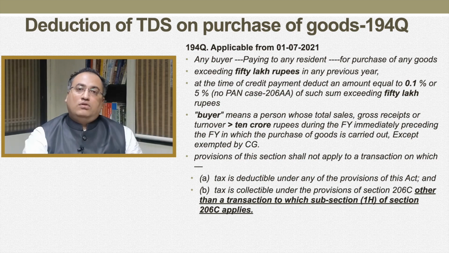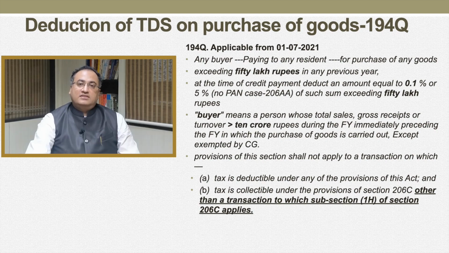Then again, this section also goes on to define buyer. Seller has not been defined in this. Again, it states that buyer is a person who is having a sales turnover exceeding rupees 10 crore during the financial year immediately preceding the financial year in which the transaction is being carried out. Exception is provided to anybody who is exempted by central government.